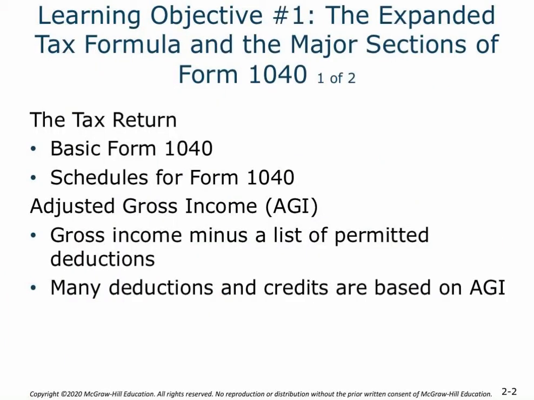Learning Objective 1 is going to be the expanded tax formula and the major sections of the Form 1040. So the tax return itself is going to have a basic Form 1040, which is just going to be the 2 pages of the form itself, and will be completed with various schedules that are going to be attached to that based on the taxpayer's individual situation. The adjusted gross income is going to be the gross income minus a list of permitted deductions, and we will see that in the expanded formula on an upcoming slide. And then we're going to have many deductions and credits that are going to be based on that AGI that will be subtracted from the adjusted gross income to get us to tax liability.